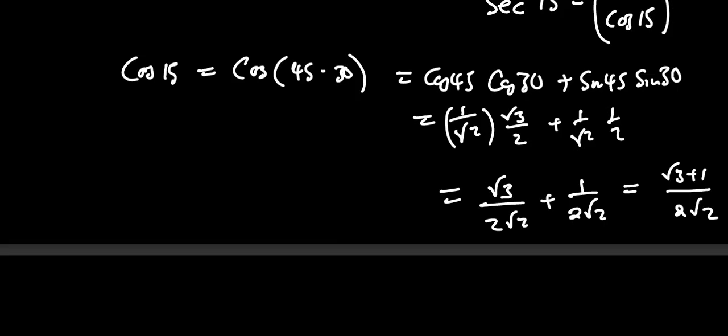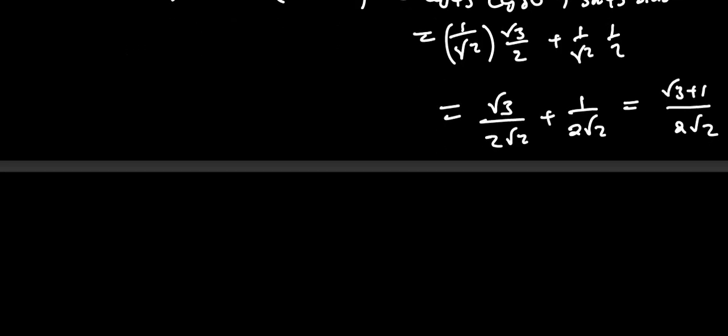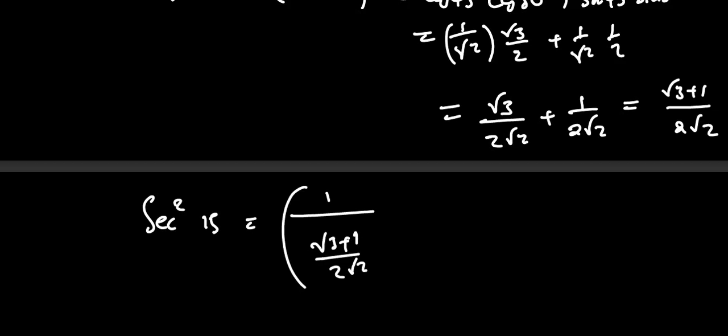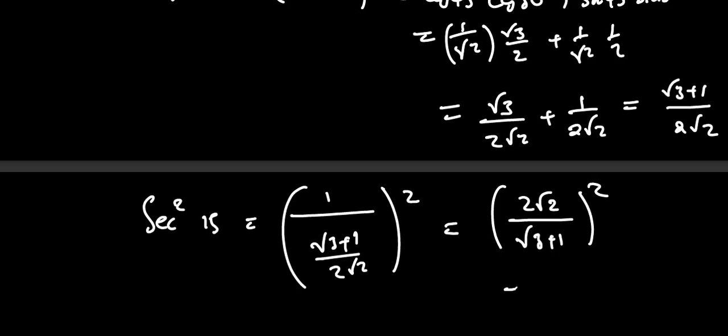So we're saying square this thing, right? So we are putting it down first. So sec squared of 15 is the same as 1 over this guy here, (root 3 plus 1) over 2 root 2, squared, right? We can flip what's inside to be 2 root 2. The reciprocal, that's root 3 plus 1 before we square it. So the top part will just be this.